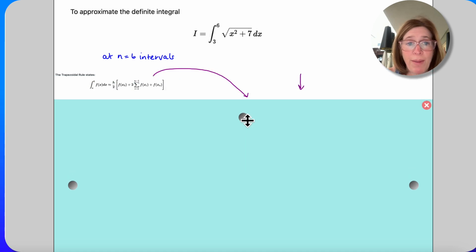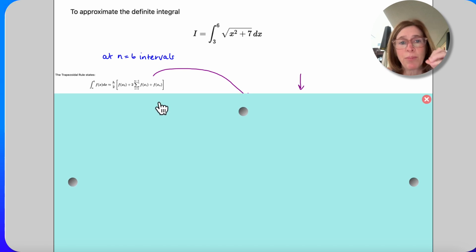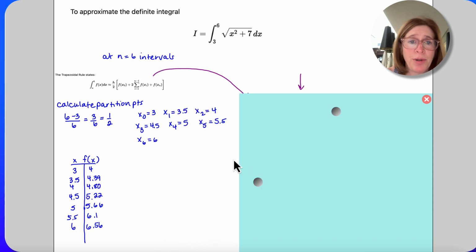As a reminder, the trapezoidal rule is a formula that we apply where you calculate your partition width, which I call h, over 2, and then you do the sum. So I'm going to use that rule. We've used it in other videos, but the first thing I have to do is calculate my partition points.